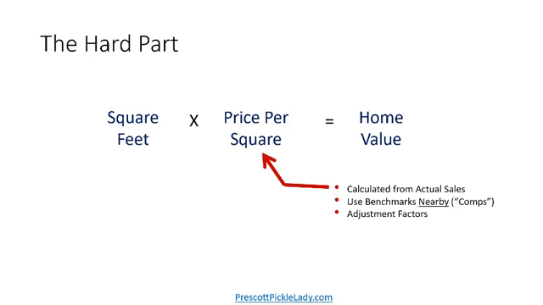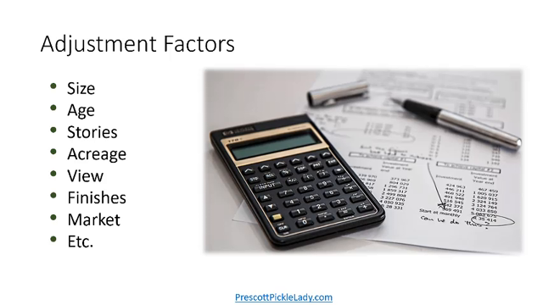Okay, so let's say you got your benchmarks, you got your comps. Generally, you need to adjust the price per square foot of your comps, and there are any number of adjustment factors, and here are the usual suspects. So the first is size. Now, obviously, the size is the square footage, and we're going to use the square footage multiplied by price per square foot to get the home value.